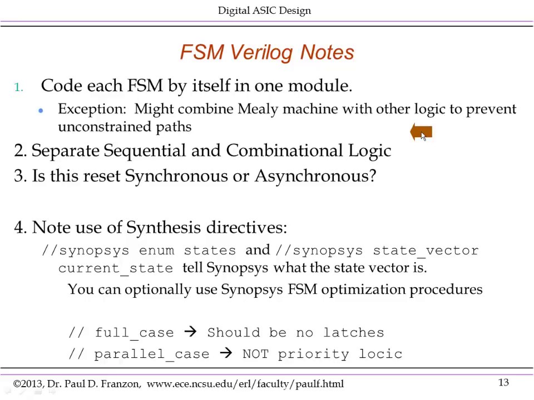In the last set of Verilog notes, we talked about this as the unconstrained path problem. Synopsys requires that all paths be constrained by going through a register. So you might want to combine the Mealy machine with other logic to prevent unconstrained paths. Otherwise, you'll have to hand specify the delays on those paths. The reason why Synopsys recommends putting each finite state machine by itself is you need to do this if you're going to run the finite state machine optimization routines.